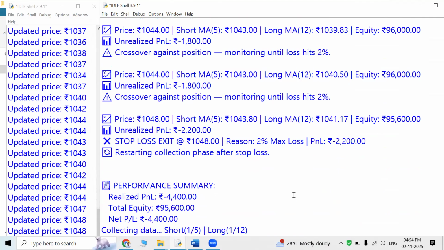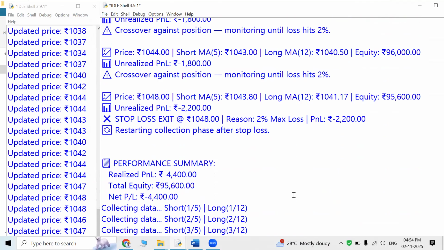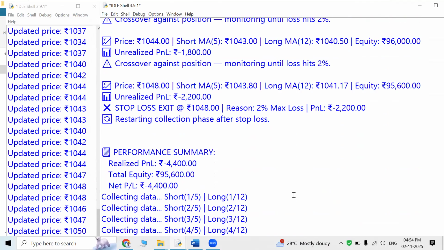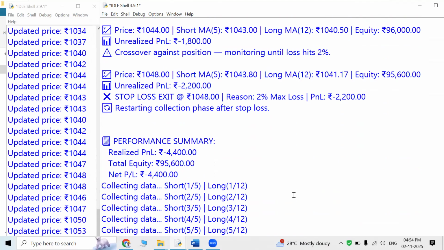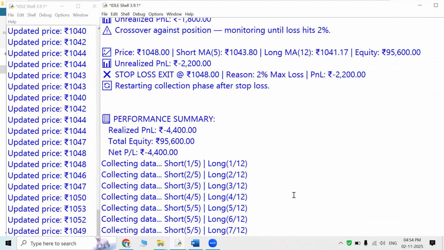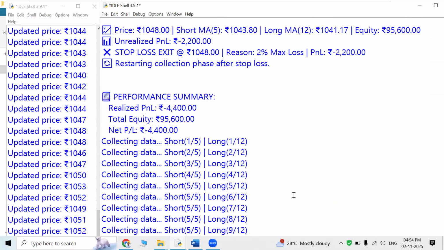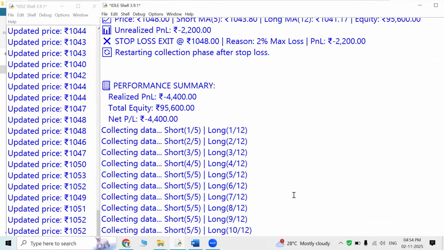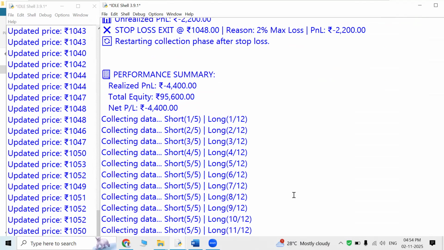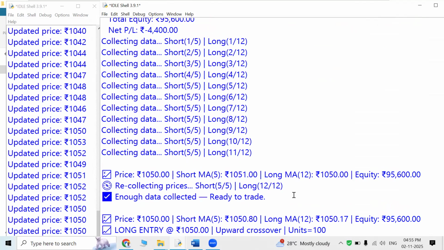You can see it is starting to recollect the price again. We are still not in a loss of 5% of the capital. So the algo is still working. Now it's again collecting the price. It will again redefine the short and long value and trade accordingly. Okay, ready for the trade.